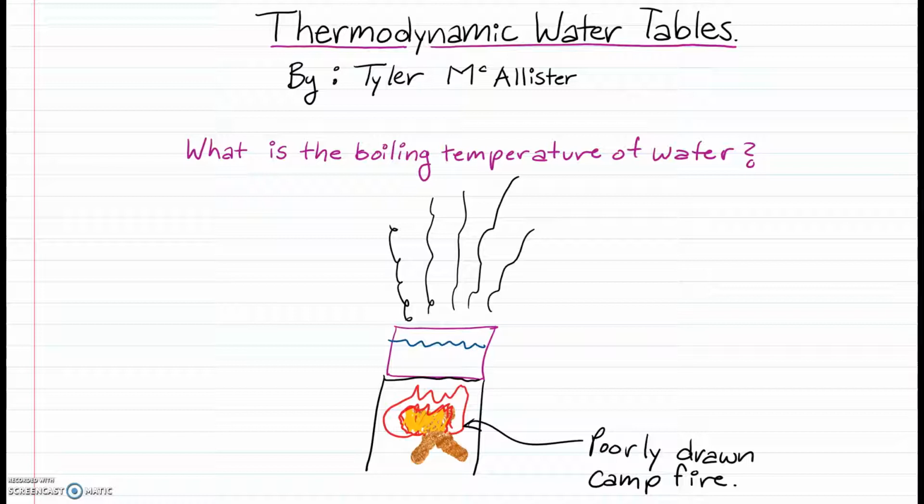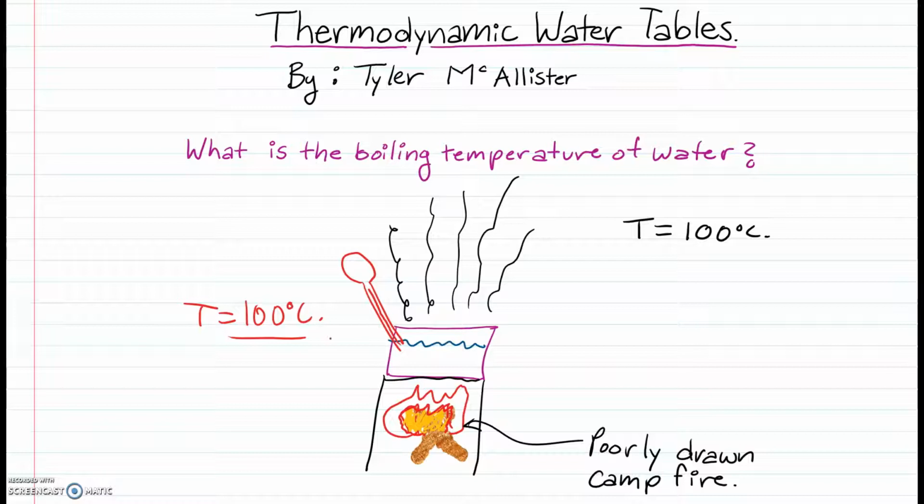Let's say we're camping and we're boiling some water, and I ask you what the boiling temperature of water is. You're going to say, that's really easy, Tyler. The boiling temperature of water is 100 degrees Celsius. And maybe I say, I don't believe you. Can you show me? Can you prove it? And so you come over here, you stick your thermometer in, and it rises, and it tells you that the temperature is 100 degrees Celsius. And this is true, but it's not always true.